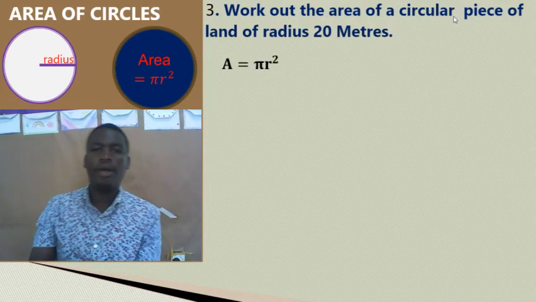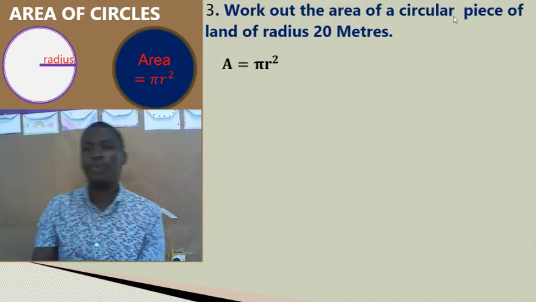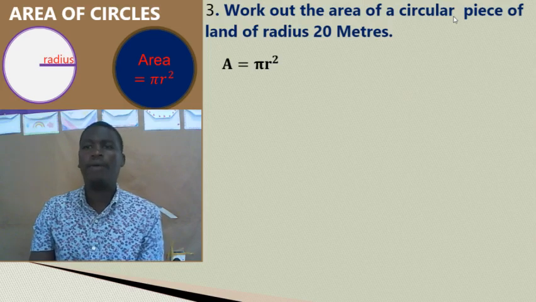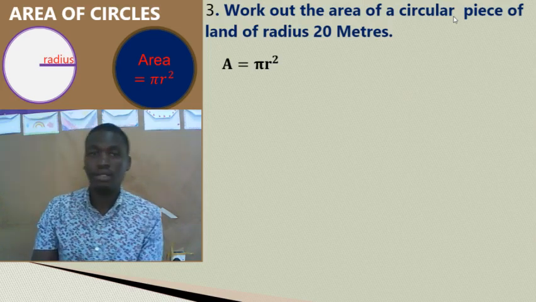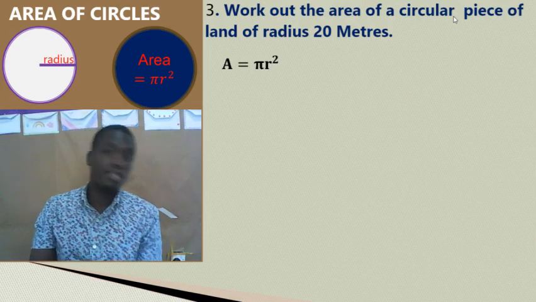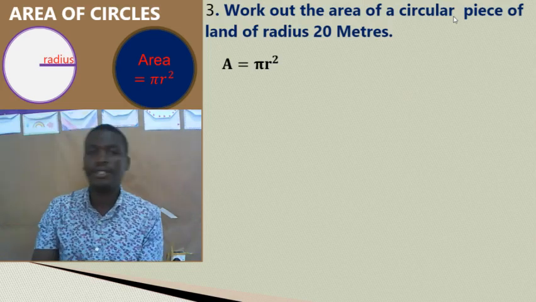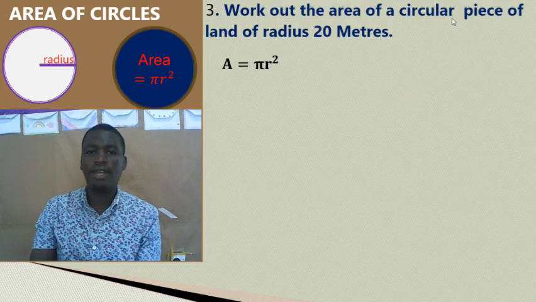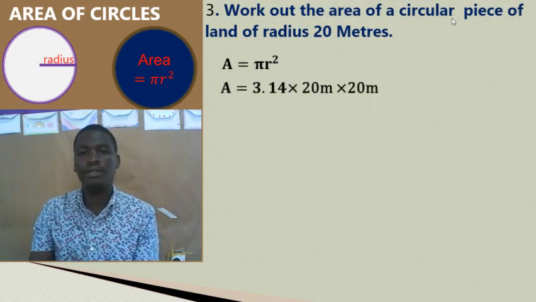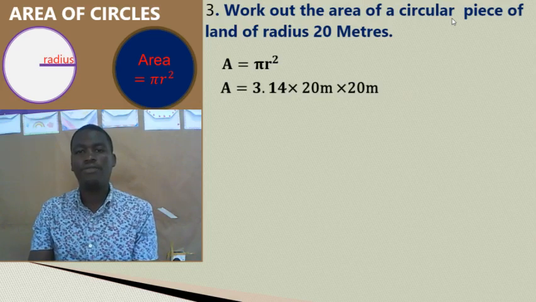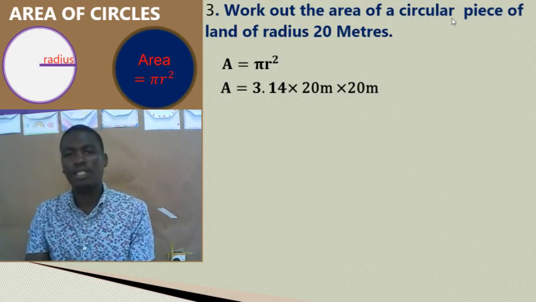We are going to say our area is equal to pi r squared. I have not drawn this time. We can also go by that. Others we can demonstrate, others we may not. So we shall have our area equals pi r squared. We substitute by saying the area is equal to 3.14 times 20 meters times 20 meters.